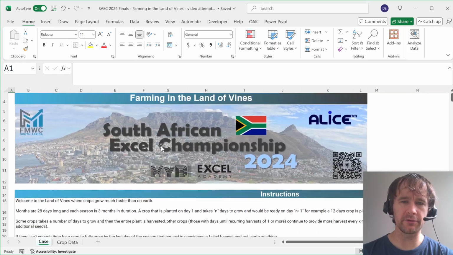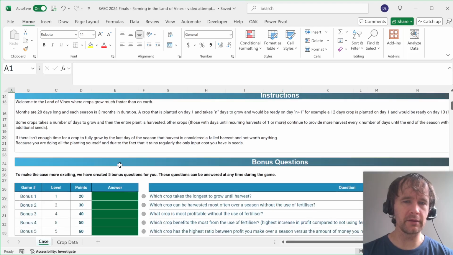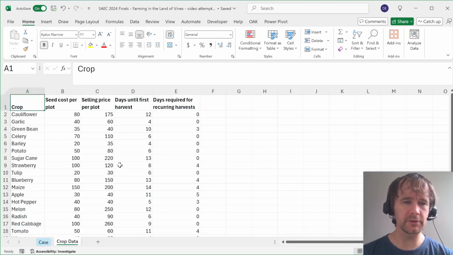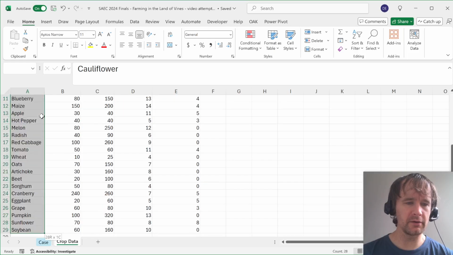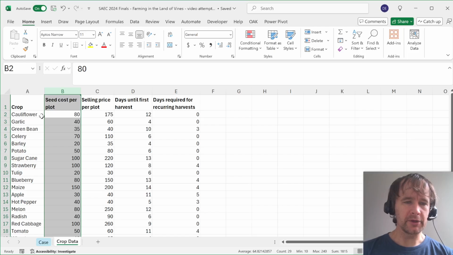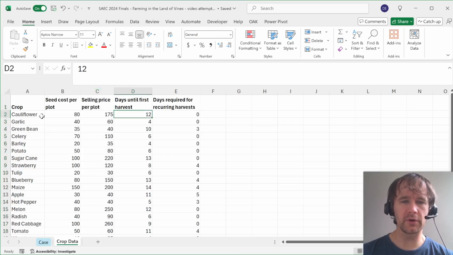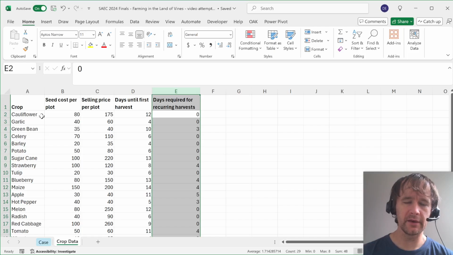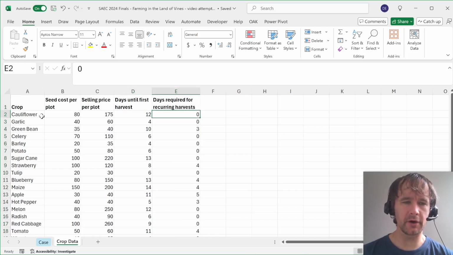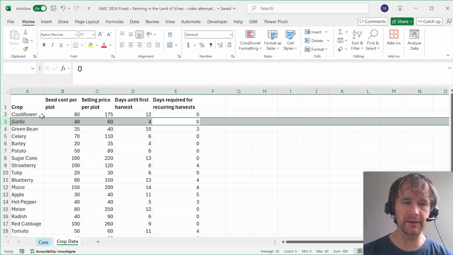This case, like I said, is called Farming in the Land of Vines, and it's basically modeling the money you can make by planting crops. So we're given a bunch of data on 28 different crops: how much one plot's worth of seeds costs, how much you can sell one plot's worth of harvest for, days until the first harvest, and then if there is a recurring harvest. So the zeros mean there is no recurring harvest. You have to replant at the end of the time.